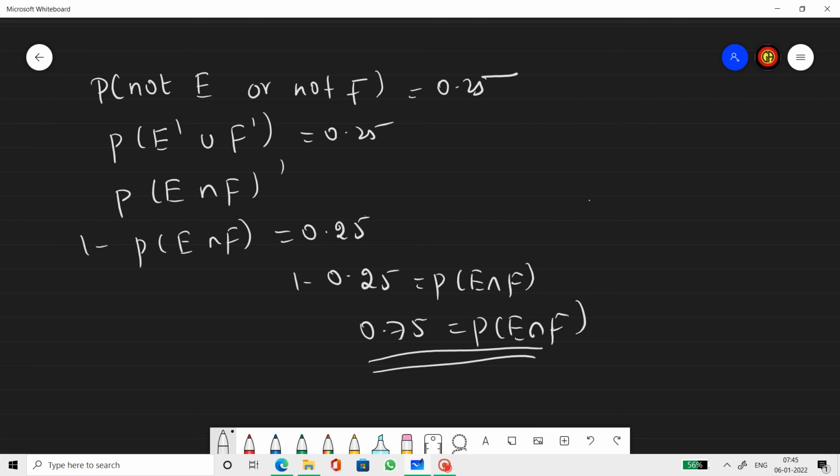So these are different types of events and the algebra of events. Watch this video and try more sums on this. This is relevant for your 10th standard as well as for your 12th standard.